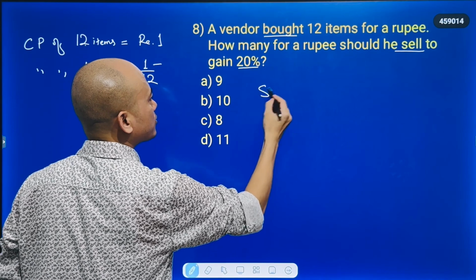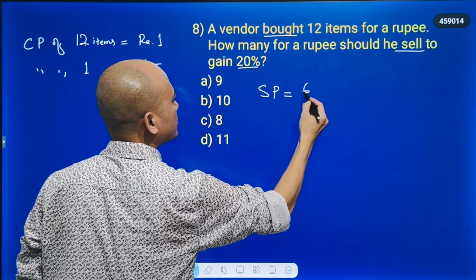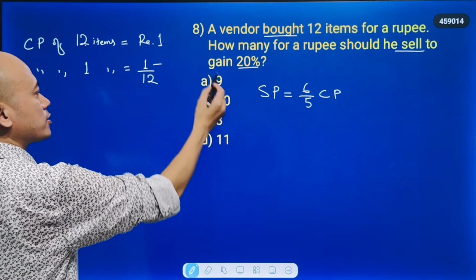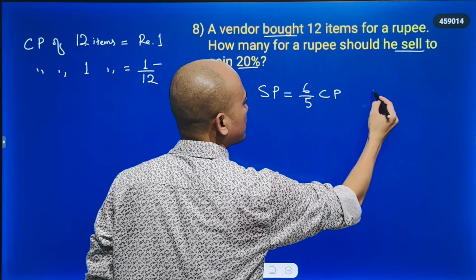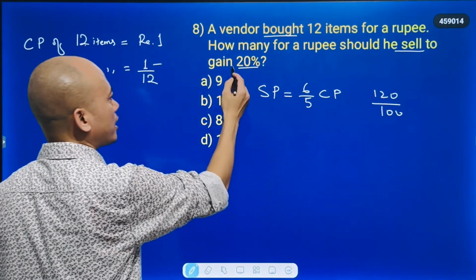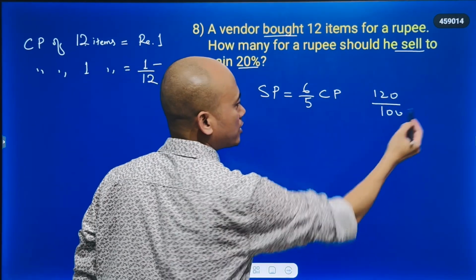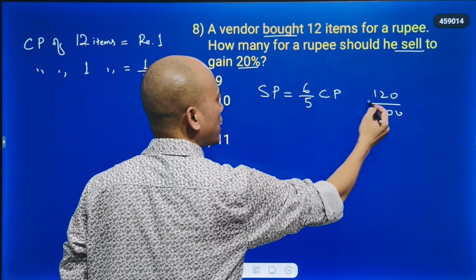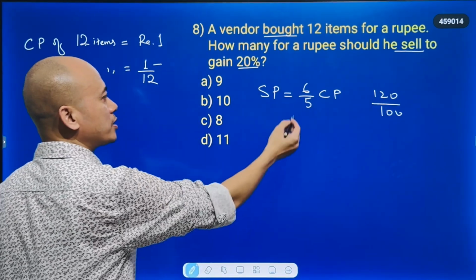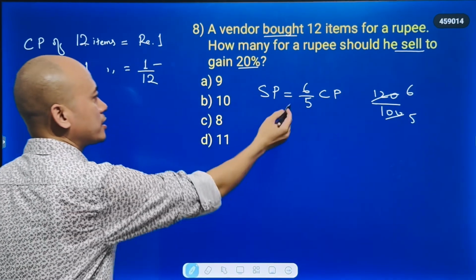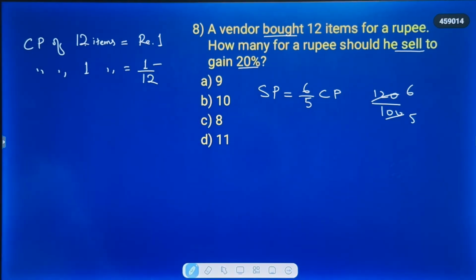If there is a gain of 20%, then SP will be how much? SP will be 6 by 5 of CP. Why 6 by 5? Because this is 120 by 100, that is 100 plus 20 by 100 of CP. SP is 120% of CP. So 120% is equal to 6 by 5: 6 fives are 120, 5 twenties are 100. SP is equal to 6 by 5 of CP.